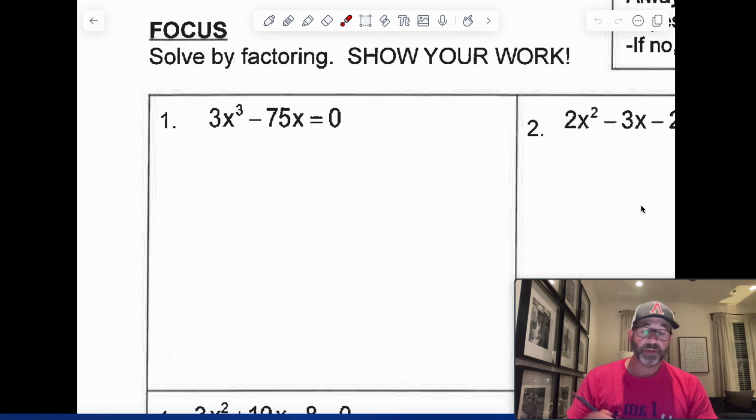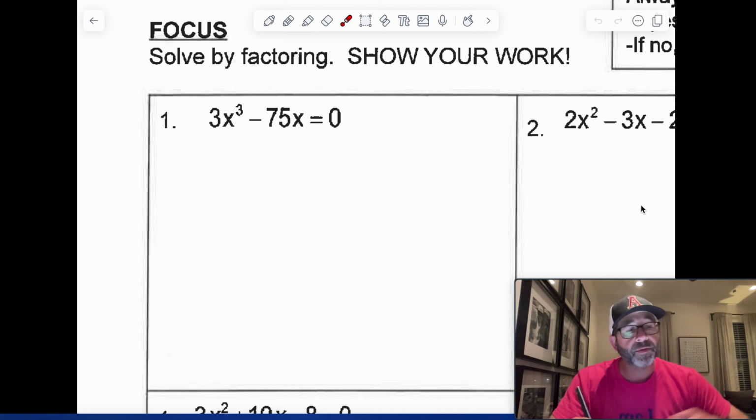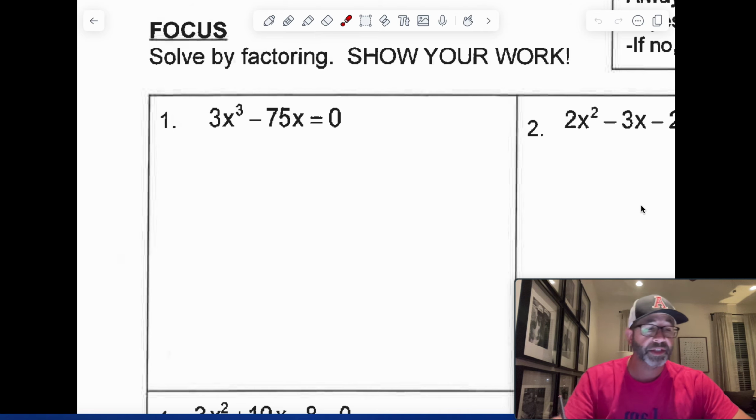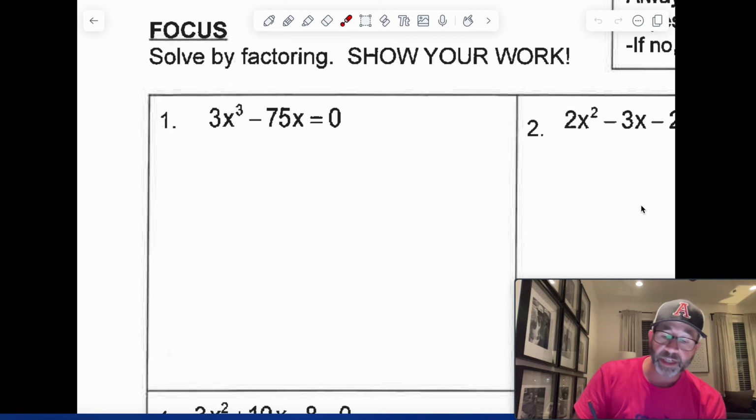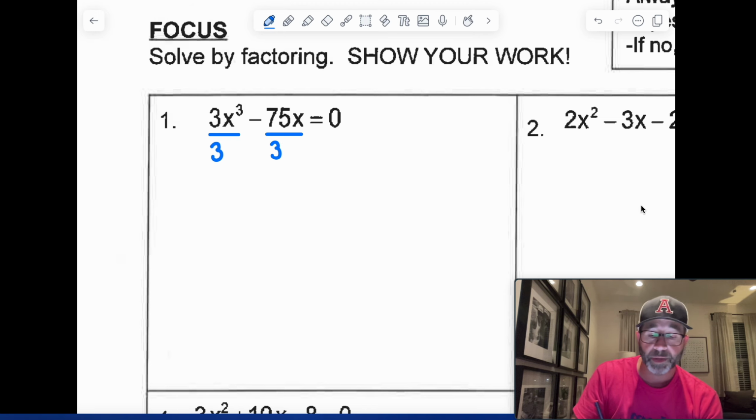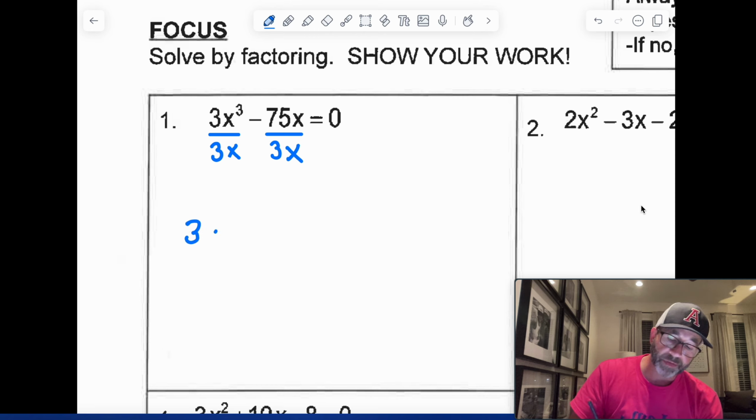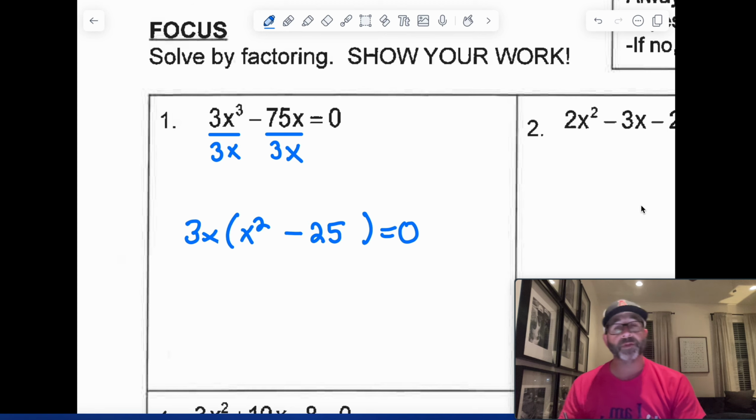So to start us off, when we look at the first one, we look first for: is there a GCF? And in this case, yes, there is. The biggest thing I could divide 3 and 75 by is a 3. So let's divide both of these by a 3. Not only that, they both carry an x with them, so I can divide both of these by an x as well. If we take that GCF out, we're left with x squared minus 25, because 75 divided by 3 is 25.